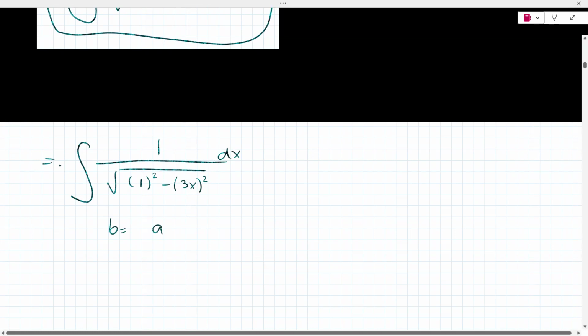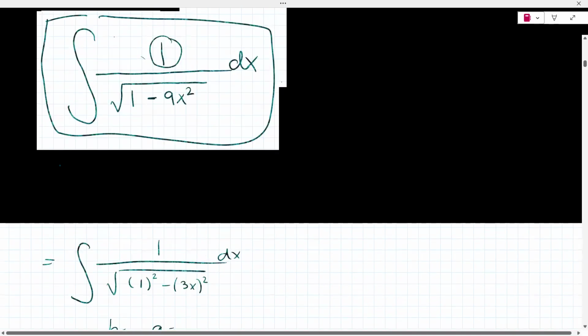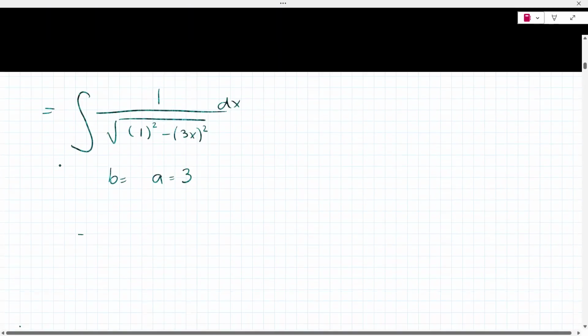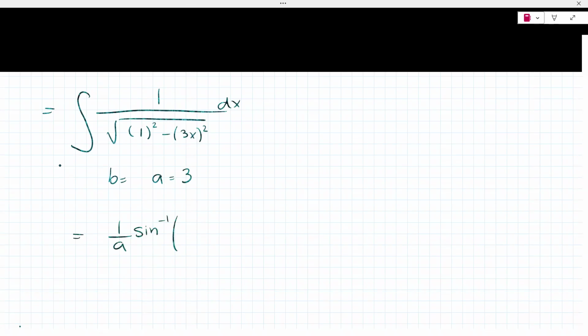Be careful with this one. The a is not the x; you don't include the x. We want a 9, so what number squared gives you 9? 3. So our a is 3. Then you put it in the formula: 1 over a, sine inverse of ax over b, plus c. We have everything we need, our a value and our b value.